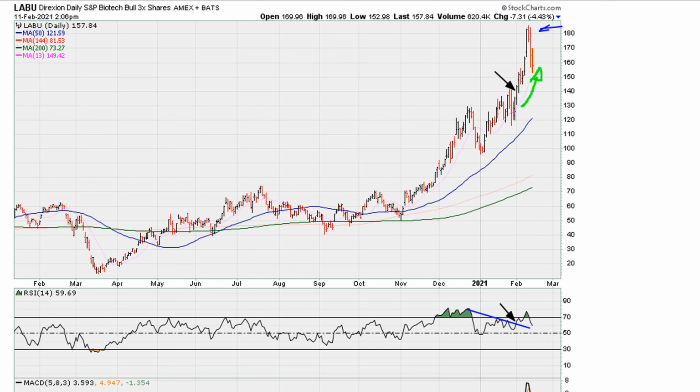One thing I should also point out here is there's another message here. The RSI did not drop below 50 during the pullback here, which is this period. And that is a sign of strength by itself.